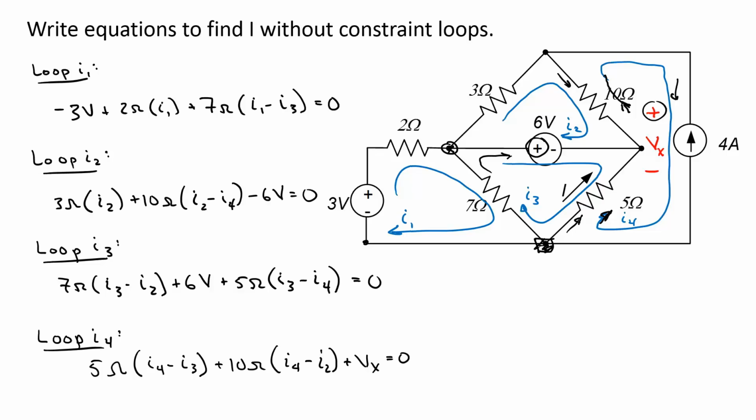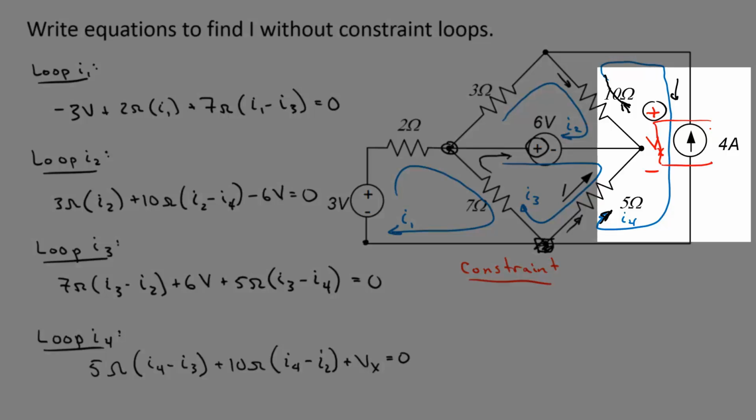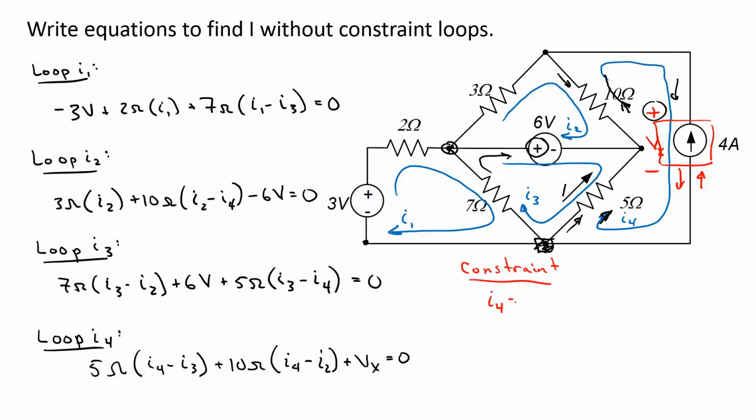Now I have 4 equations with 5 unknowns. The unknowns are the 4 unknown mesh currents plus the unknown voltage across the current source, V sub x. So I need one more equation, which will be my constraint equation. I know that over here the current through this element has to be 4 amps in that direction. I4 is the only current that goes through that source. It's positive in this direction, so I4 is equal to negative 4 amps.